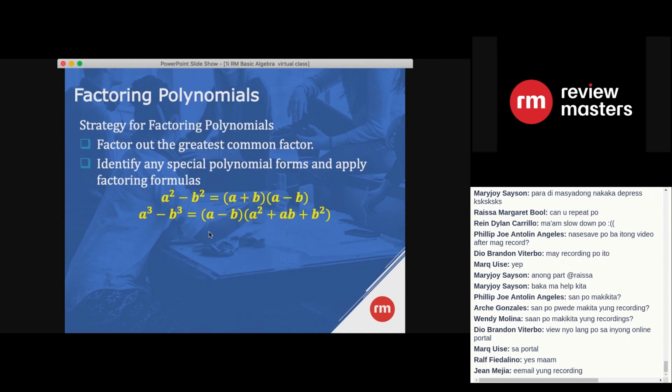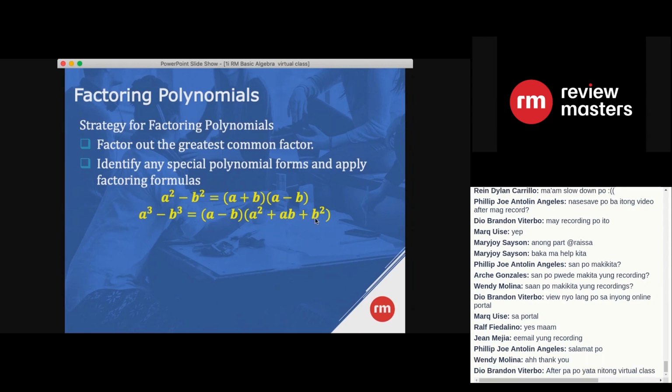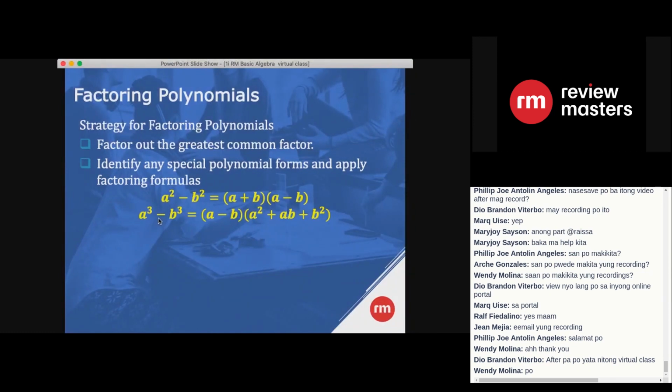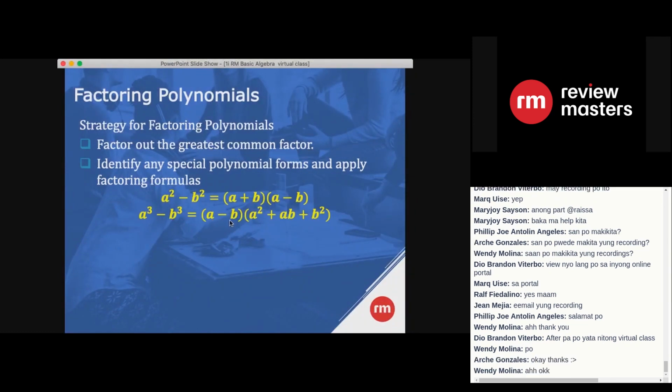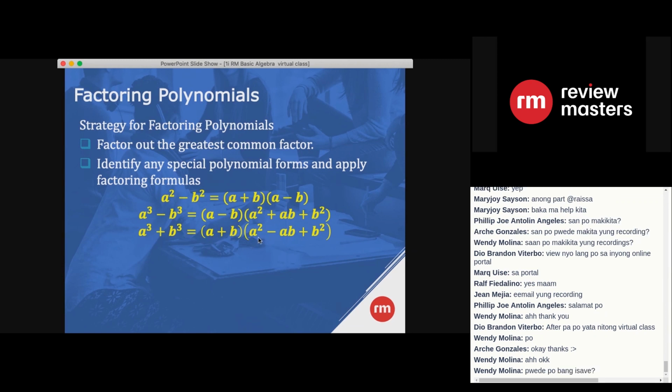a cubed minus b cubed, the factors would be a minus b times the quantity a squared plus ab plus b squared. So again, a cubed minus b cubed is equal to the quantity a minus b times a squared plus ab plus b squared. If you have a cubed plus b cubed, the factors are a plus b times the quantity a squared minus ab plus b squared. Now, if the given is a squared plus or minus 2ab plus b squared, then the factors are, if the middle is plus, then it is a plus b squared. If the middle is minus, then it is a minus b squared.